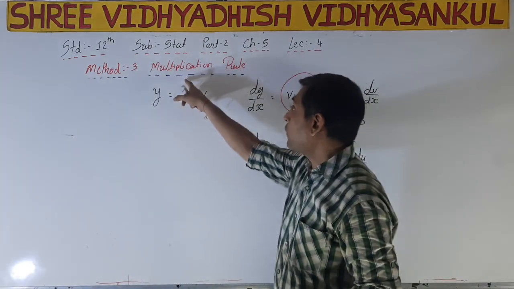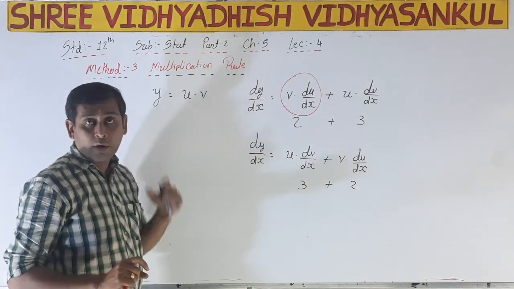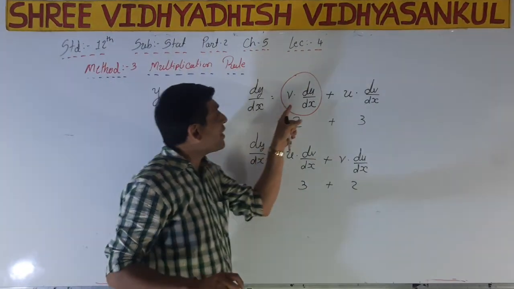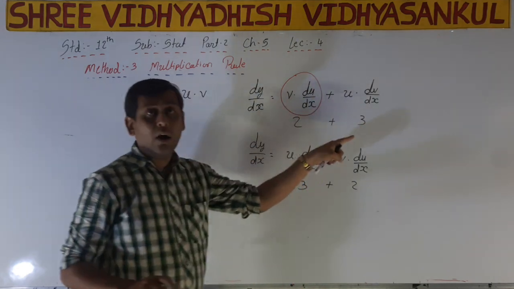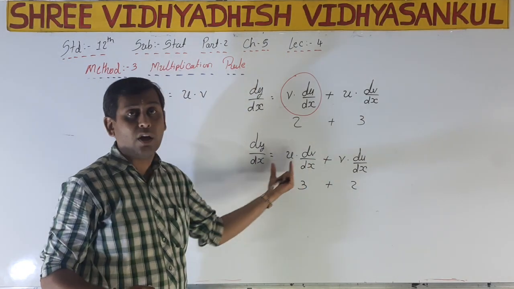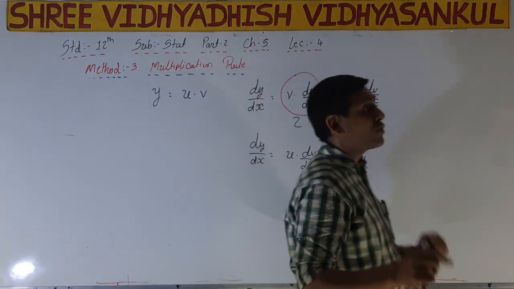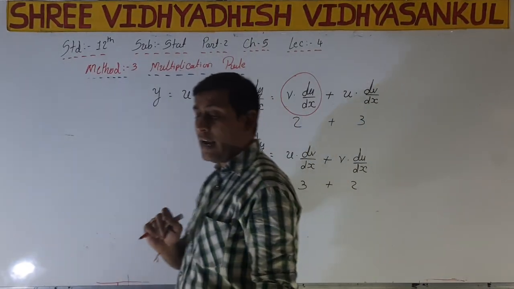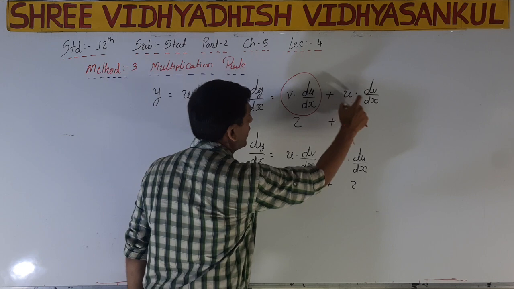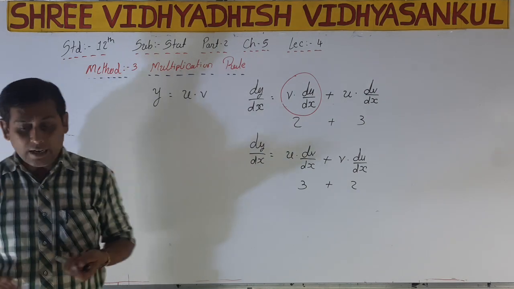After the multiplication rule, we have to show in method number 4 the division rule, right? So it is very easy for you to remember. That's why I am changing the order of that particular formula. U plus v is the original formula given in the textbook, but I am writing v plus u, and you should also write this, and it is correct. It is not wrong. V into du by dx plus u into dv by dx. So first of all, write down this formula.